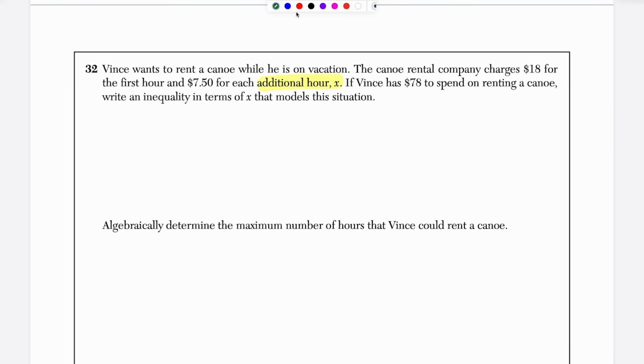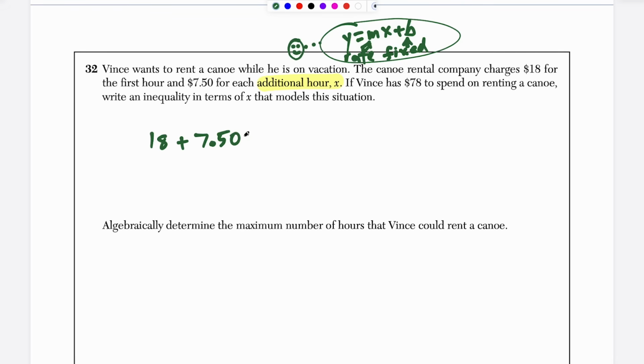Okay, so for this one, when we start this off here, the constant is going to be 18. So for this, you're thinking y equals mx plus b. This is sort of like the fixed amount. And then this is like the hourly rate. So this is the rate, and this depends on how many hours go by. But x represents the additional hours. So for this, we're starting off with 18, but then we're going to go plus 7.50 times x.